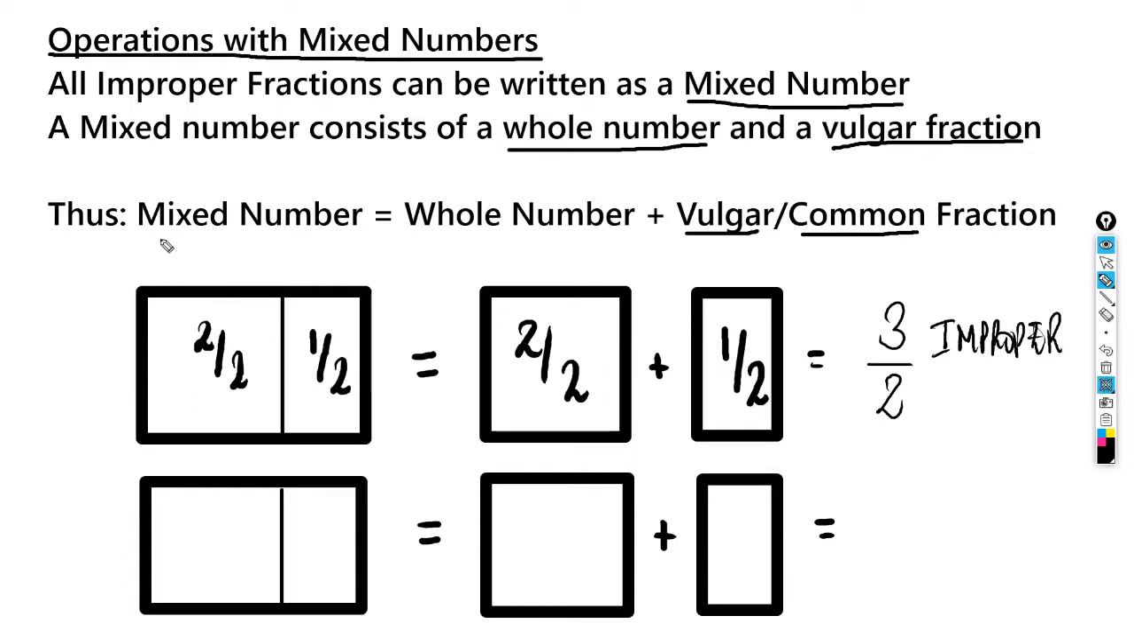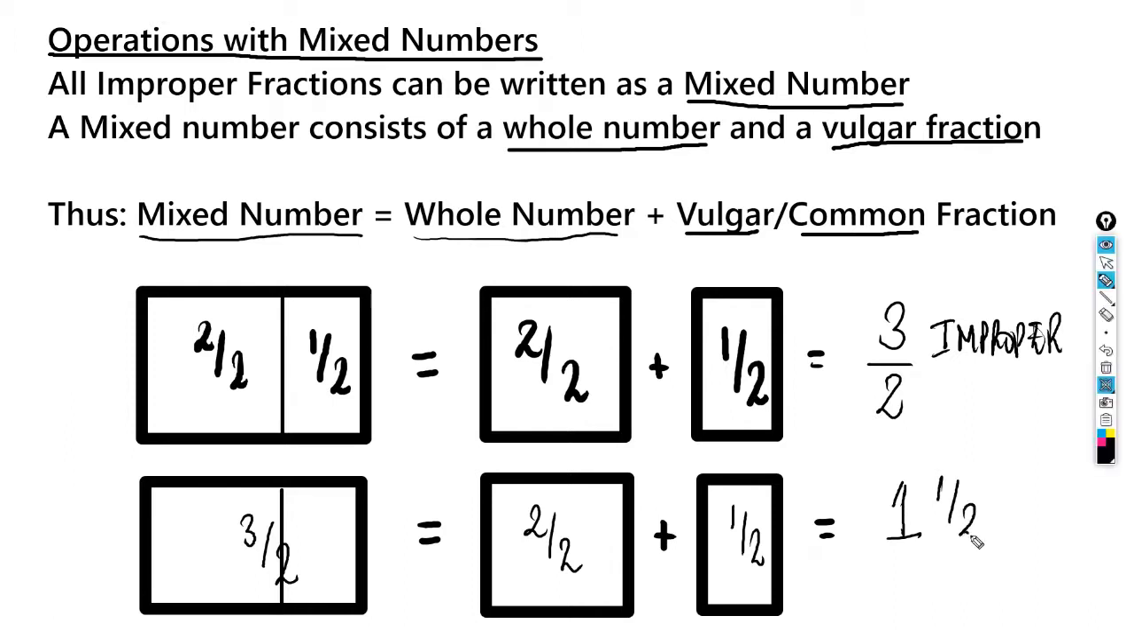But in this case, we're going to write it in the mixed number form. This whole block here is 3 over 2, and if we break up the block, it would be 2 over 2 plus a half. Instead of writing the 2 over 2 and the 1 over 2 as 3 over 2, we're going to write it as a whole number and a vulgar or common fraction. For the 2 over 2, we're going to write 1, and the addition here is the common fraction, which would be a half. So this is how we write a mixed number.